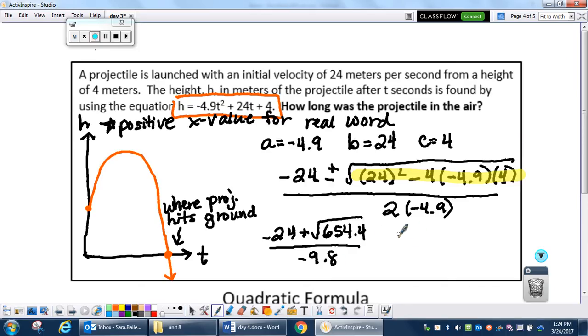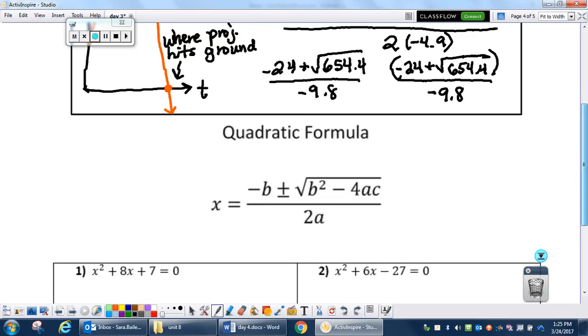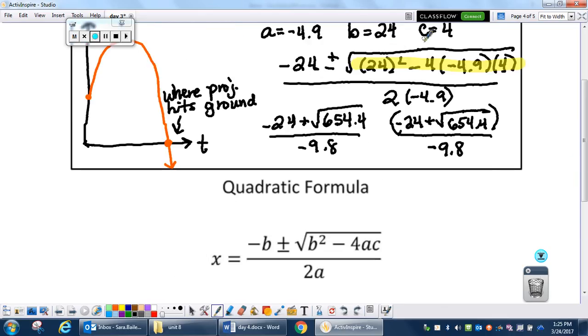And then I will be doing negative 24 plus the square root of 654.4. And I put this into my calculator using parentheses, all over negative 9.8. And I get my answer of, that one should be giving you x equals 5.1 seconds. So after 5.1 seconds, the projectile hits the ground.